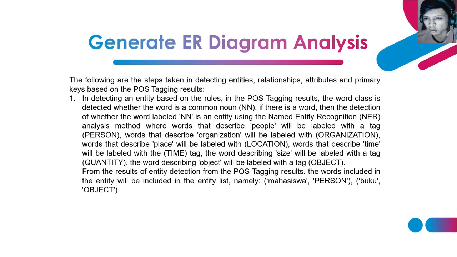In this analysis method, a word that describes people will be labeled with the tag person, a word that describes an organization will be labeled organization, a word that describes a place will be labeled location, a word that describes time will be labeled with the time tag, a word that describes size will be labeled with the tag quantity, and a word that describes an object will be labeled with the tag object. From the result of entity detection on the POS tagging result, the words included in the entity list are mahasiswa as person and book as object.